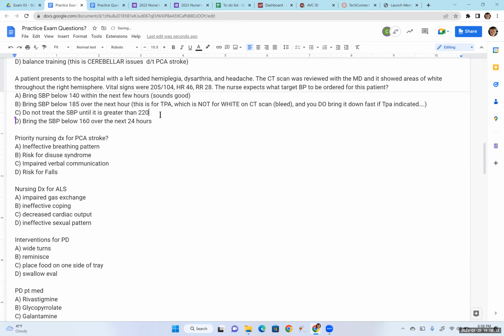What about do not treat until over 220? This is for ischemic stroke, right? So this could easily say they have gray on their CT scan. You have all these symptoms and your blood pressure is 202. So now the right answer would be ischemic, that option C, right? And bring the SBP below 160 over the next 24 hours. That's too long. This is for vanilla hypertension.